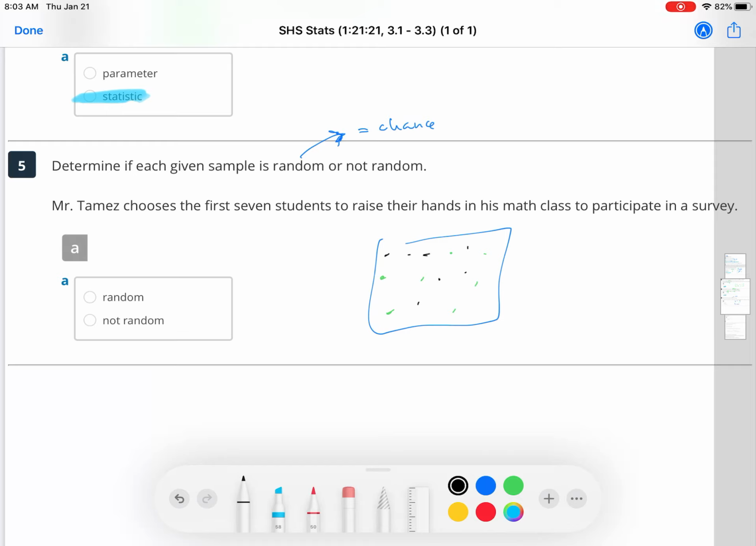My question is, did the students, the black dots representing the students, have an equal chance of being selected? And I would say no. So this is not random. Question, what do you think this one was? This was a bad sample. This was a voluntary response. Right? First people who volunteer.